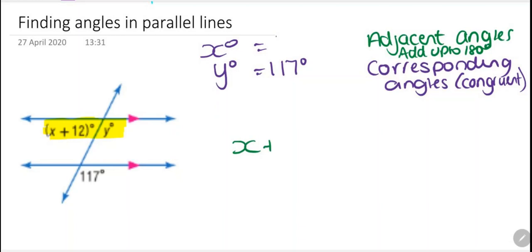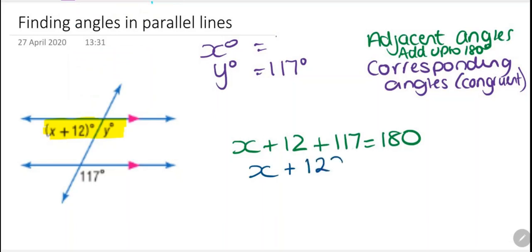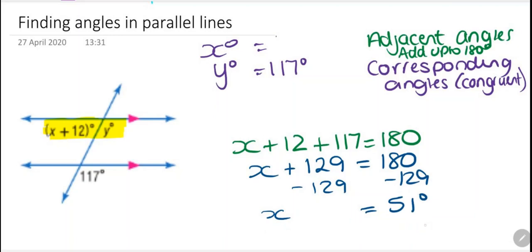So, x plus 12 plus 117 is equal to 180. So we just need to rearrange and solve this equation. So 12 and 117 is 129. So I'm going to minus 129 from both sides, and we have 180 minus 129 is 51 degrees. So I know that x is 51 degrees.